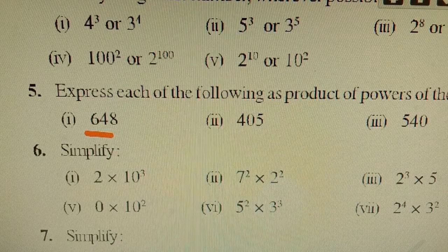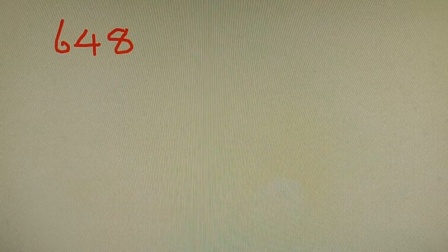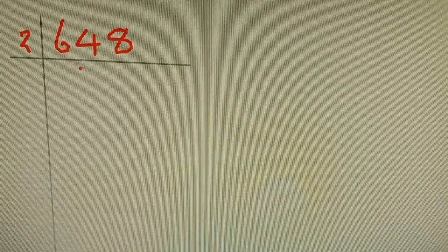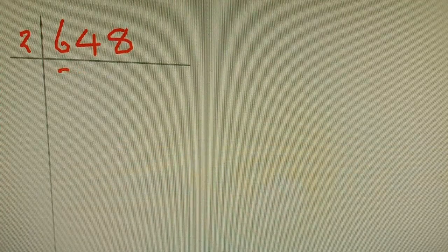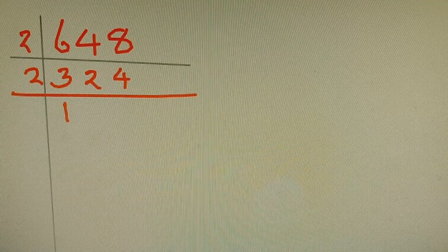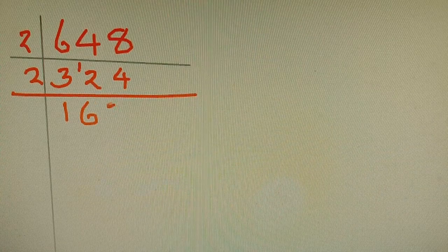So first, prime factorize the number 648. We can start with 2. Then we take just half of 648, that is 324. Then once more with 2, that is 162, and once more with 2, that is 81. Now we go with 3, so 27. 27 by 3, 9. 9 by 3, that is 3. 3 by 3, 1. So here 3 twos and 4 threes.